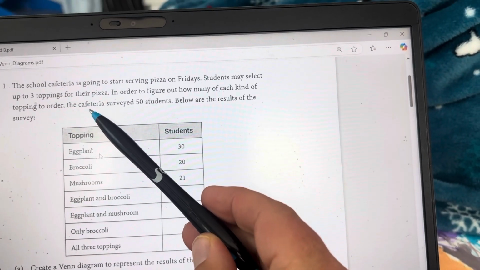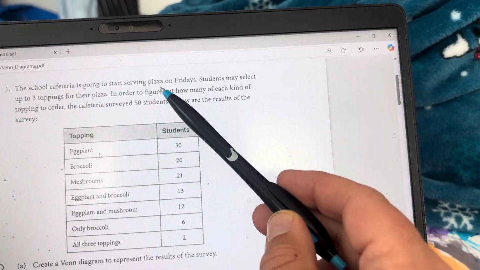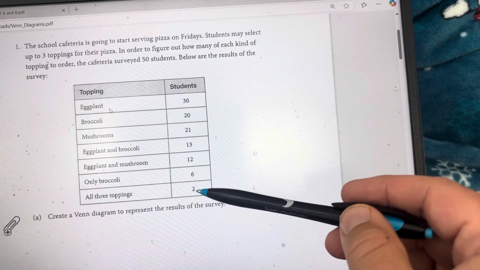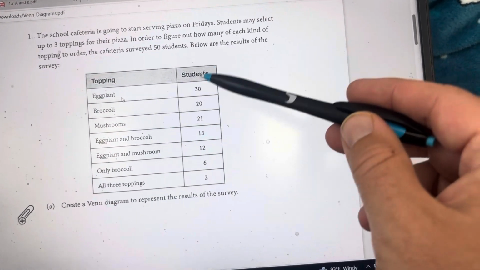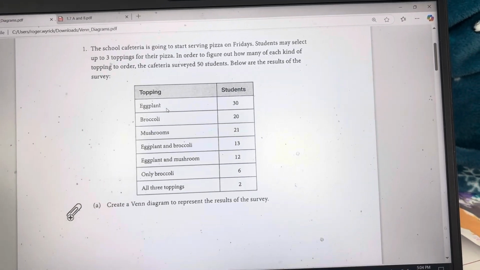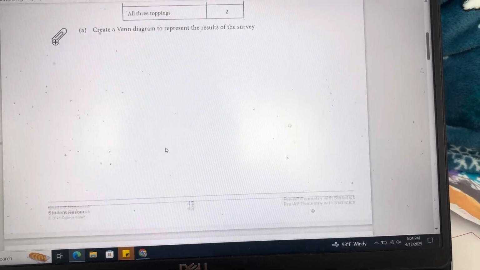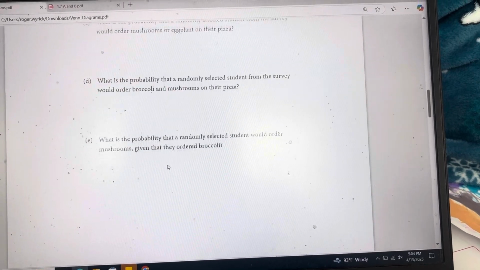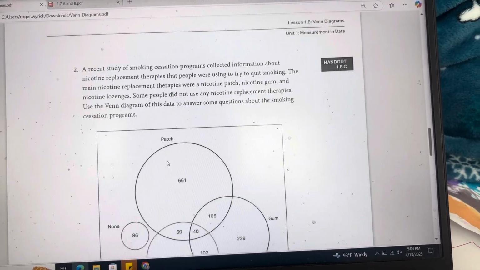Because remember, they only surveyed 50 students. So the ones who got all three are in the middle of everything. You've got to do some math to figure out what happens with this stuff in between. Okay, so you'll need a Venn diagram there and then calculate some probability.